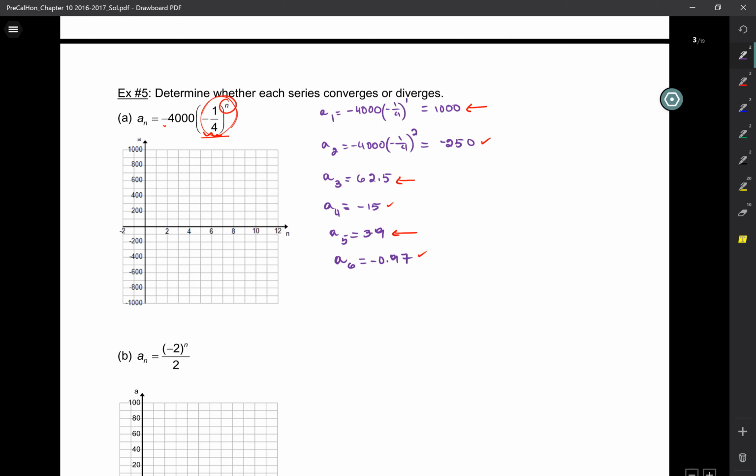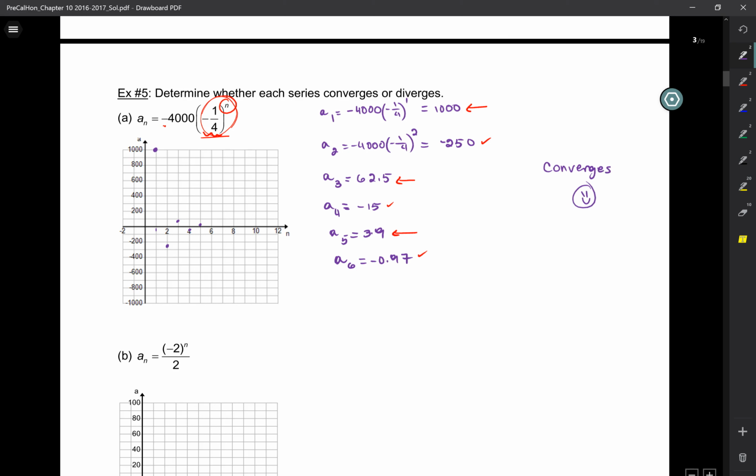Okay, let's just quickly plot these. So the first number is 1,000. So when n is 1, it's 1,000. And then it's negative 250. And then it's 62.5. And it's negative 15. And it's 3.9. See that, by the way, we don't connect these. This is not a line plot. They're just distinct points. But you can see that as n increases, right, the value of the terms is approaching 0. So this sequence is going to converge.